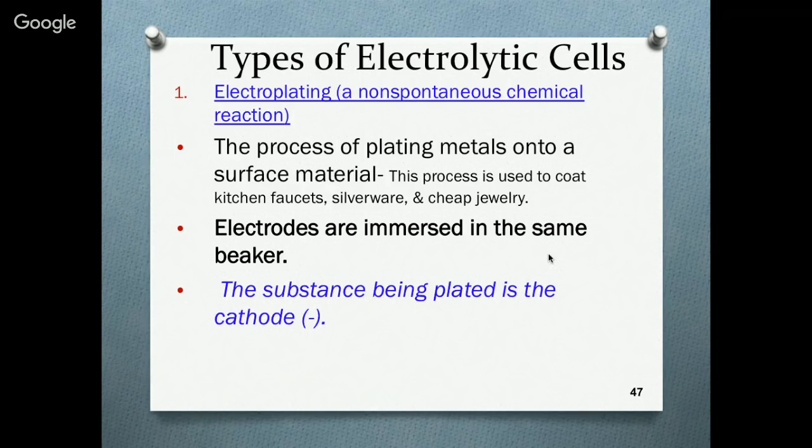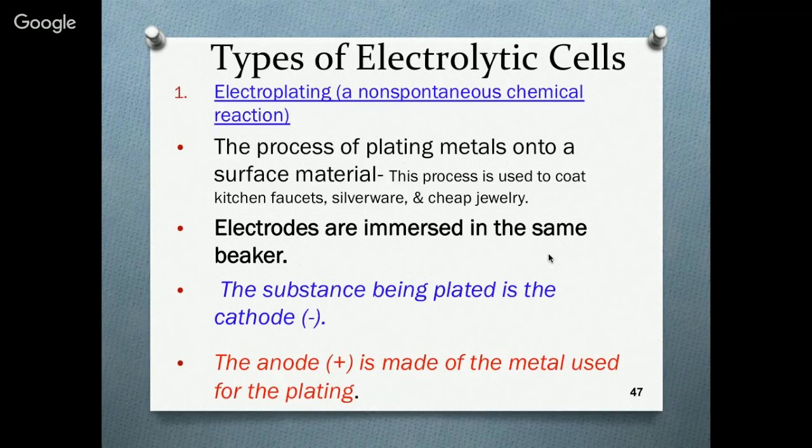And as far as examples of electrolytic cells, you might have done an activity or lab where you saw electroplating, again, a non-spontaneous reaction. This is a process where you can plate a metal onto another material, like we've seen in kitchen faucets, silverware, and some cheap jewelry like you get at the grocery store. You could identify an electrolytic cell because the electrodes are both in the same beaker. The substance that's being plated is always going to be negative. That's the cathode. The anode is going to be positive, and that's made up of the metal that you want to plate onto your substance.